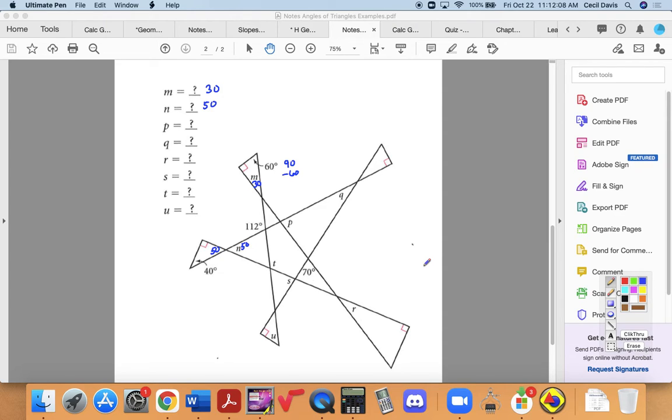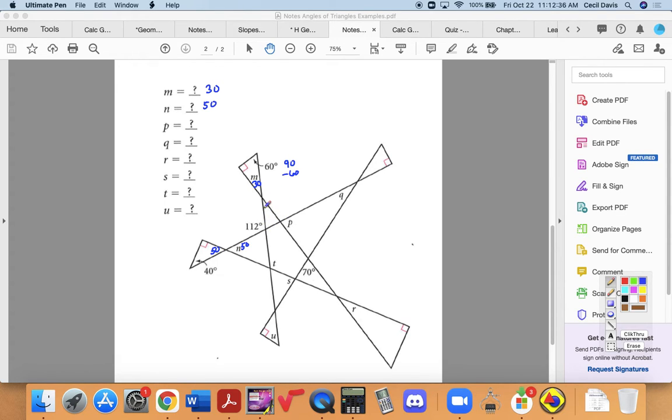And when you get to P, it's like, okay, I have this triangle, I don't have anything in it. It's going to take multiple steps to find P. Can we find its vertical angle? 180 minus 112. Oh, never mind. That's the wrong angle. Sorry.